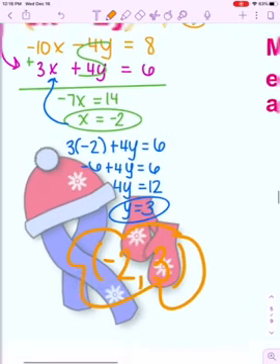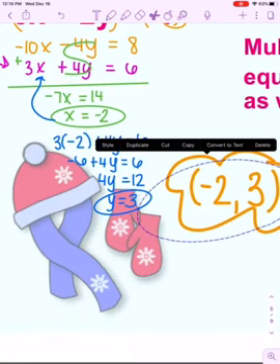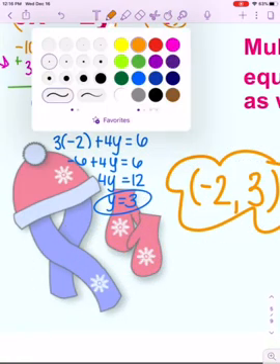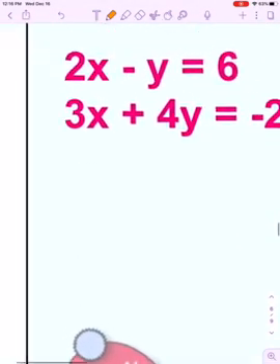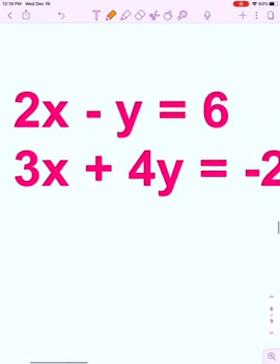So x was -2 and y was 3. That's really hard to see. X was -2 and y was 3. And that is it. Alright, so we'll go to the next one.